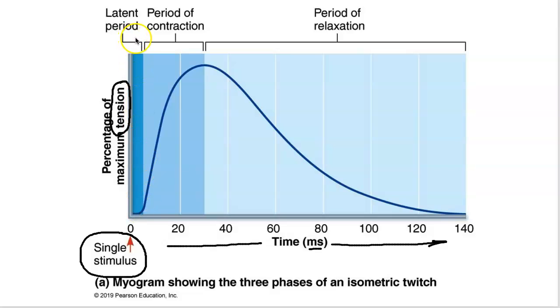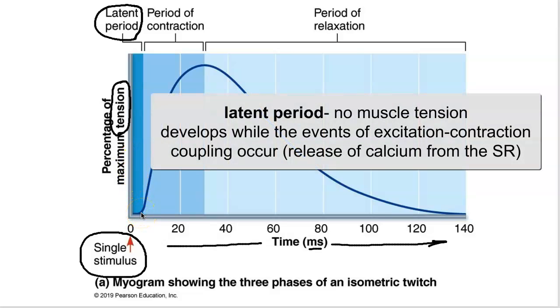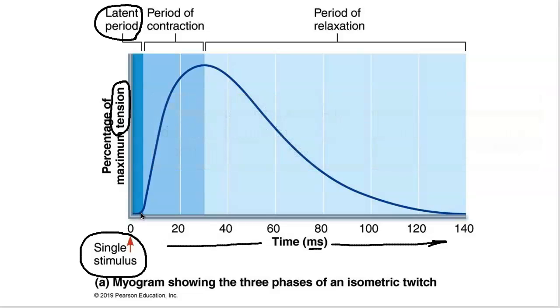This period of time that they're highlighting bright blue on the graph is called the latent period. And the latent period is just these few milliseconds that follow a threshold stimulus where calcium is being released from the SR. And because calcium is being released and binding to troponin, all the molecular events that lead up to contraction, there are a few milliseconds where the muscle doesn't contract.